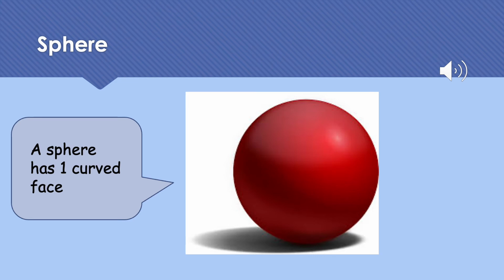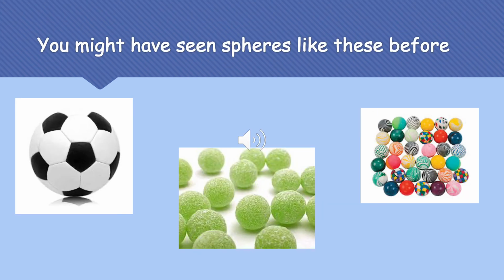Our next shape is called a sphere. A very tricky word to say. Have a go at saying sphere. A sphere has 1 curved face. And I bet you all know where you've seen a sphere before. Of course, a ball is a sphere. A football or a bouncy ball, or even these sweets that are shaped like a sphere.